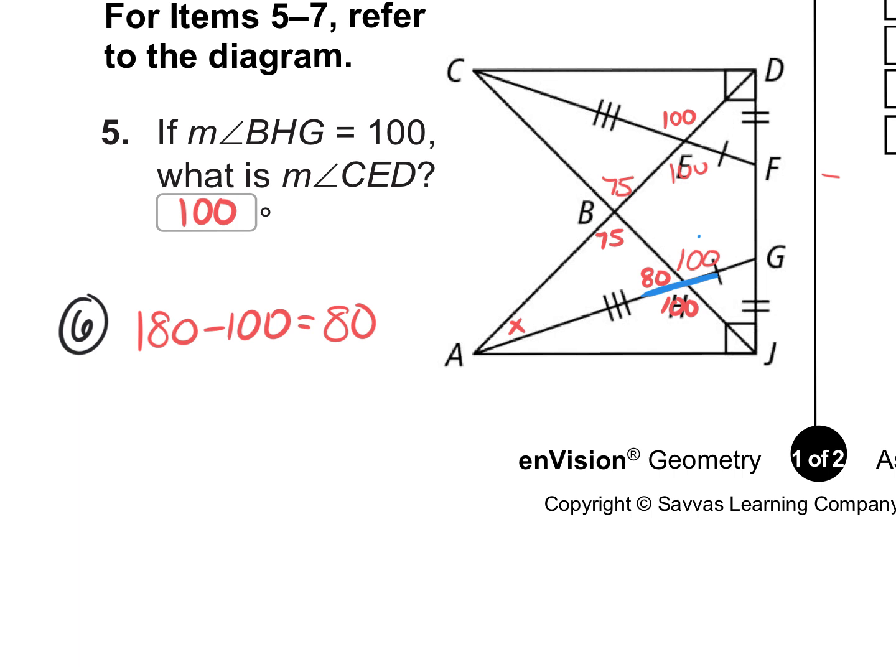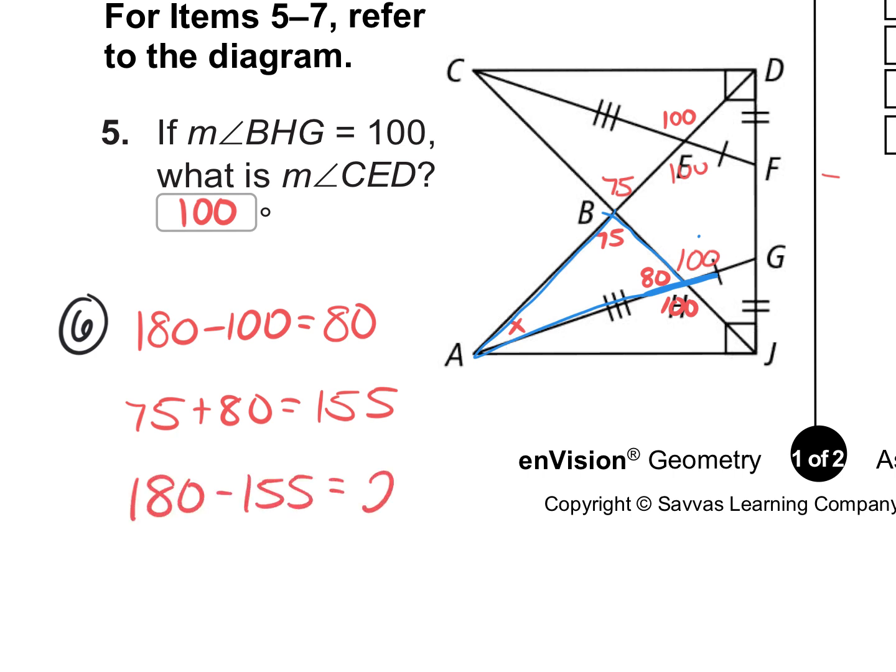Can we find x? Yeah. How? Right, we know 2, we can find the third. So if you didn't see that, we have a triangle right here. We know 2 of those angles, we can find the third. So we can take 75 plus 80 to give us 155. And then what do I do with that? Yep, 180 minus 155 is 25. 25 is your answer for number 6.